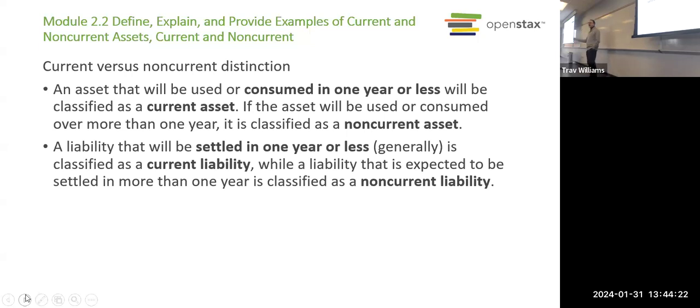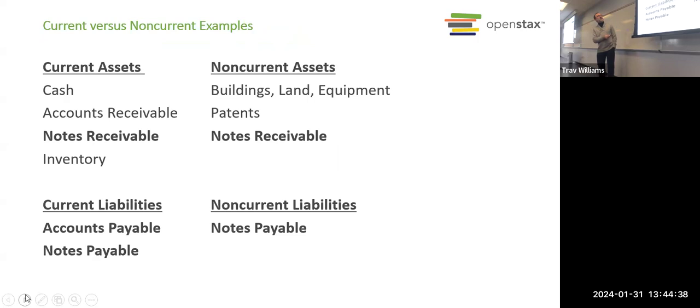If you're planning to pay off your liability within a year, it's a current liability. Okay, and then if it's going to be longer than a year, we call that non-current or sometimes long-term, but they mean the same thing. So here are some examples. As I mentioned, cash would be a current asset. Accounts receivable, the money that our customers owe us, we would want to receive within a year, right? Otherwise, we're going to have our own cash flow issues.